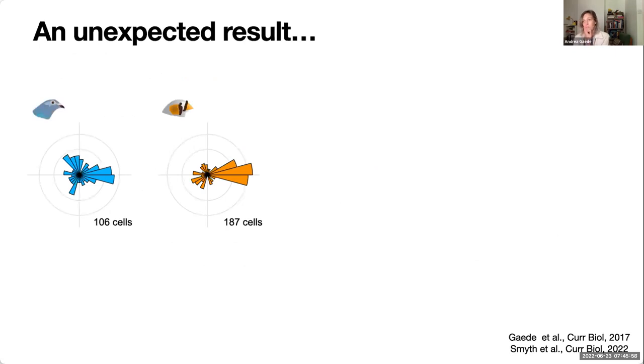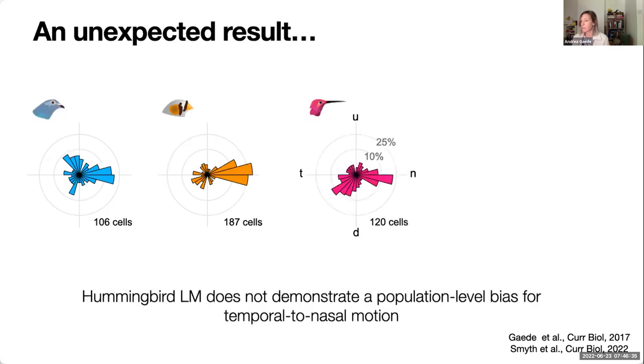After recording from a population of LM neurons, I plotted each cell's preferred direction to see the distribution of responses. These polar histograms show the relative number of cells that prefer a given direction. Archival pigeon data in blue show the expected distribution of preferred directions with a preference for forward motion. I next recorded from LM neurons in the zebra finch. These birds perform a flap-bounding flight, and the data show the same pattern of population level bias for forward motion.